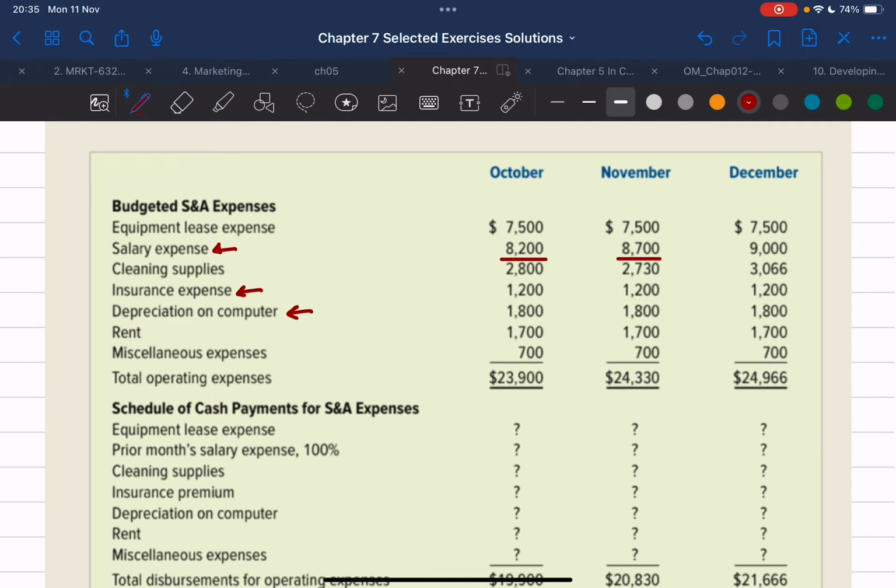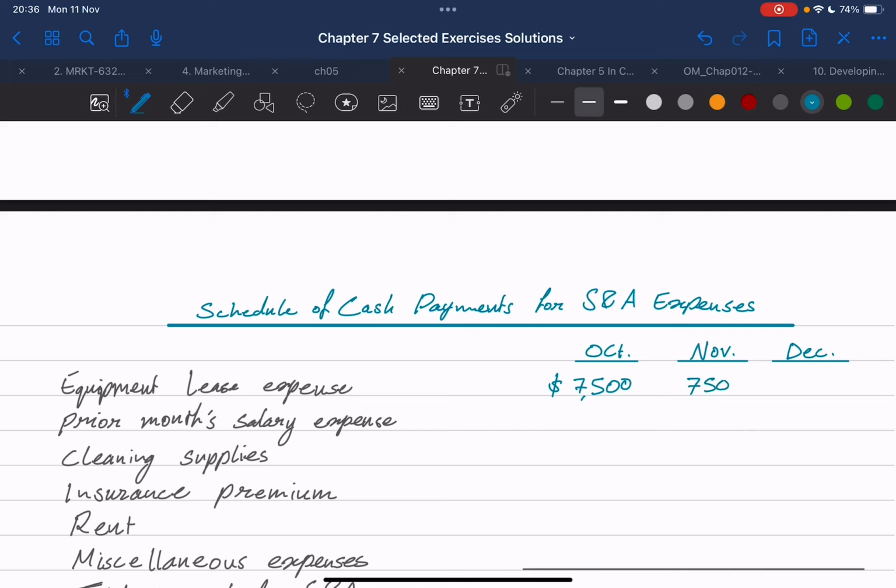Okay, so let's start with the equipment lease expense. We have 7,500 for each month, so we'll copy it as it is. 7,500 for October. For November, same amount, 7,500, and for December, 7,500.